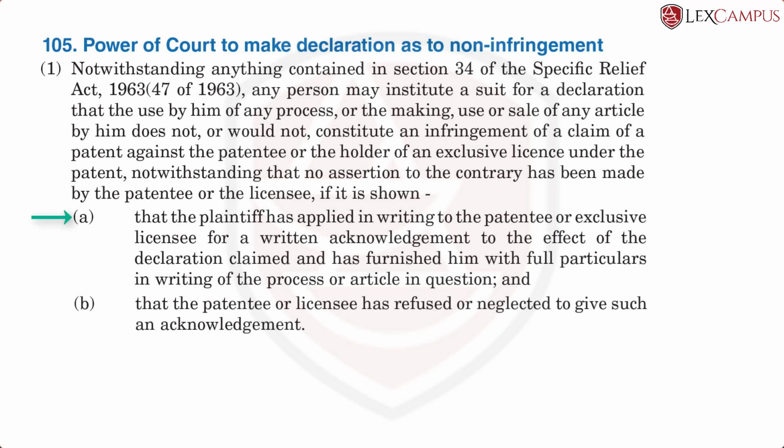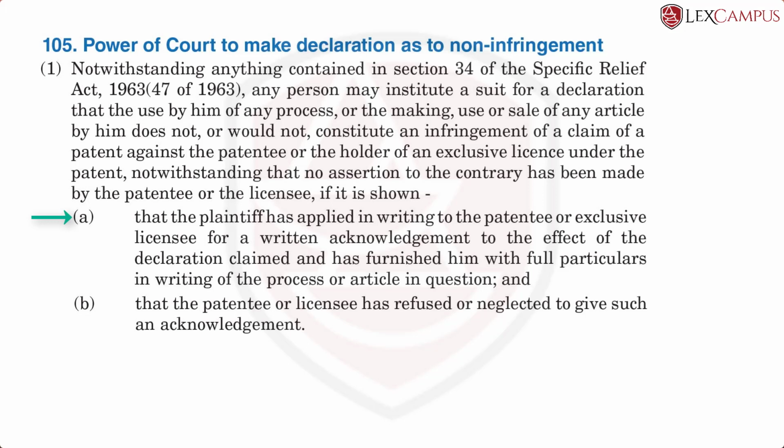the plaintiff has applied in writing to the patentee or exclusive licensee for a written acknowledgement to the effect that the declaration claimed, and has furnished to him with full particulars in writing of the process or article in question. So, before approaching the court, it is a pre-requirement that the potential infringer had written to the patentee saying that I am adopting a process or I am manufacturing an article, and this process or this article does not infringe your patented process or article. So, he should approach the patentee asking for an acknowledgement in writing.